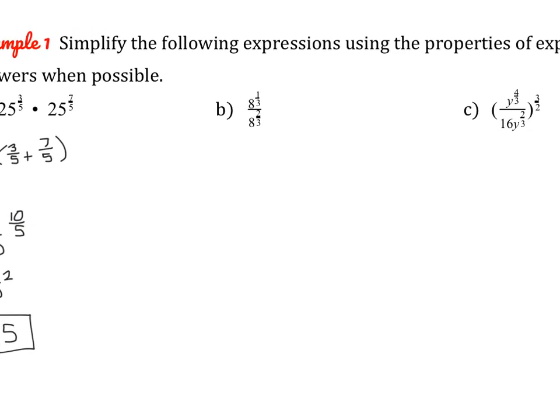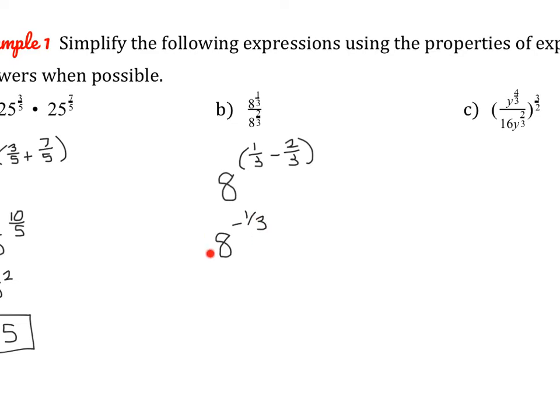Let's look at part B. So again, I have 2 terms with the same base, and we're dividing. So I keep my base, and I'm going to subtract the exponent. It's always the top exponent minus the bottom exponent. It doesn't matter which one is bigger. It's okay to have a negative exponent. So we're going to do this. So we notice 1/3 minus 2/3. So that leaves us with 8 to the power of negative 1/3.